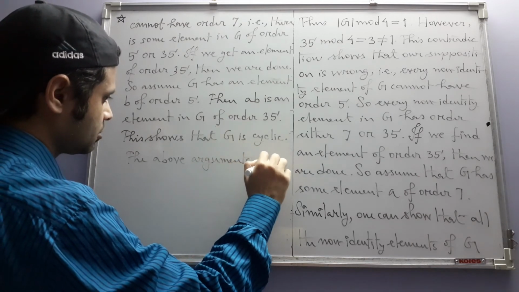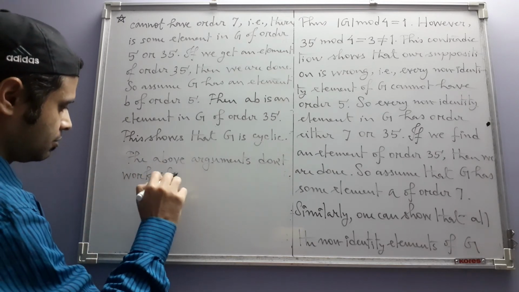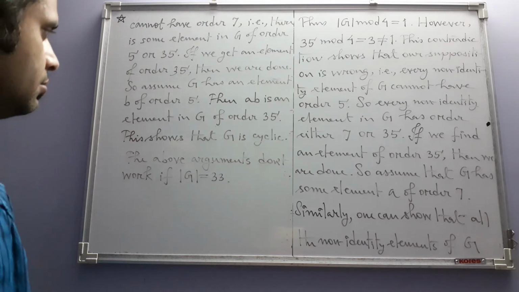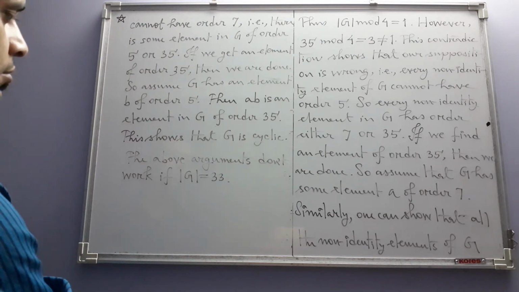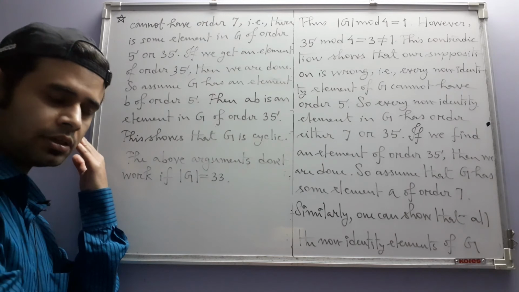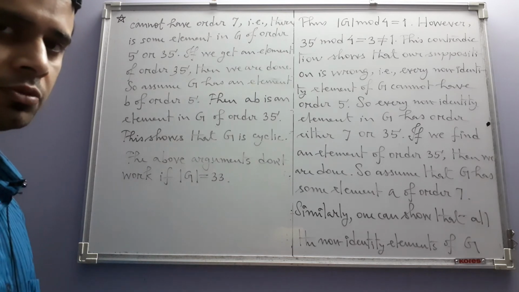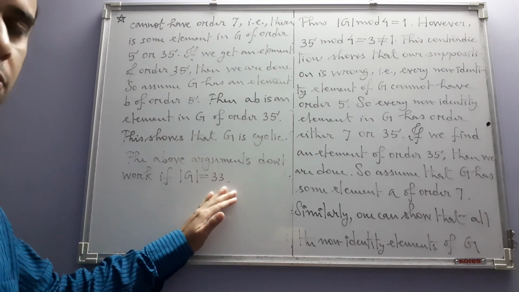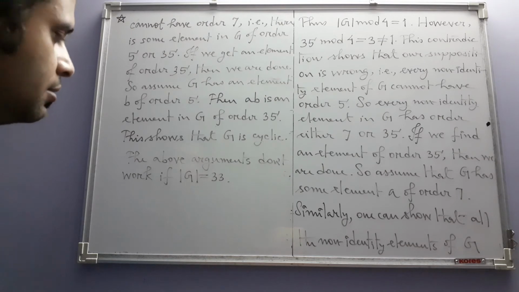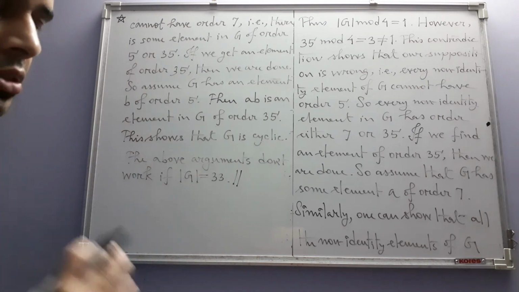The above arguments don't work if the order of G is 30. Because for 33 the primes are 3 and 11, and you will see that whatever we did there, that 35 not being of the form 4k plus 1, that type of argument will not work here. So that's why this case has to be handled separately by some other means. Anyway, we were just asked to mention whether it works or not, and it does not.